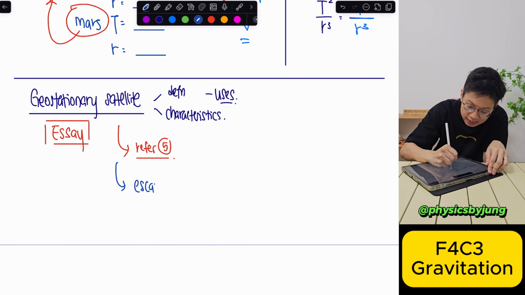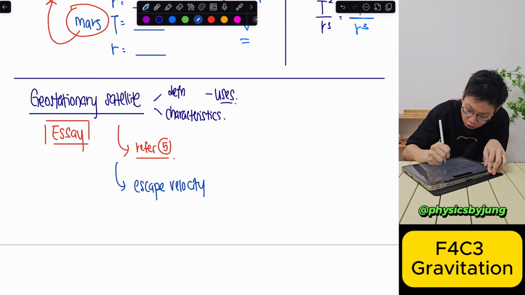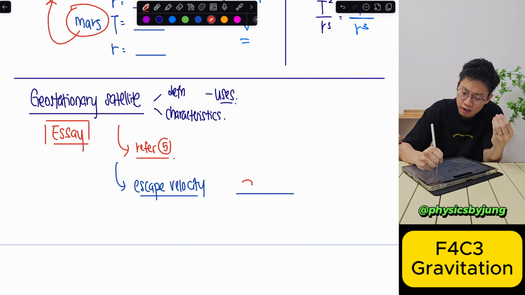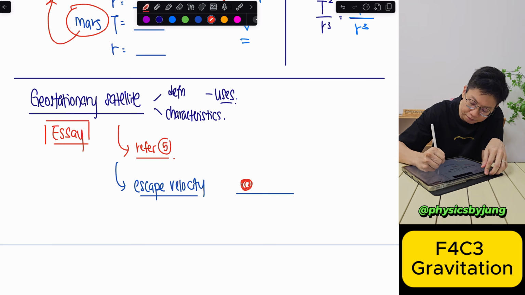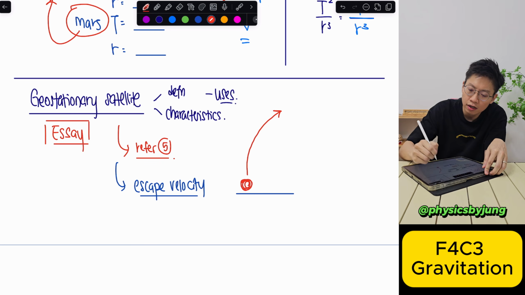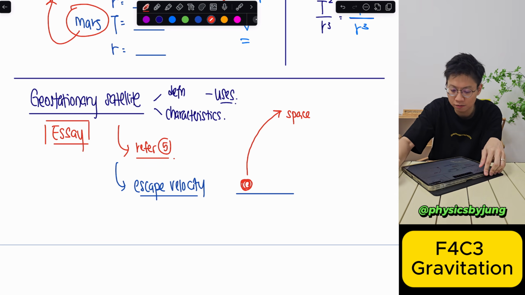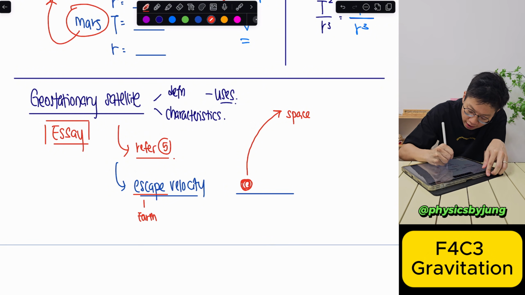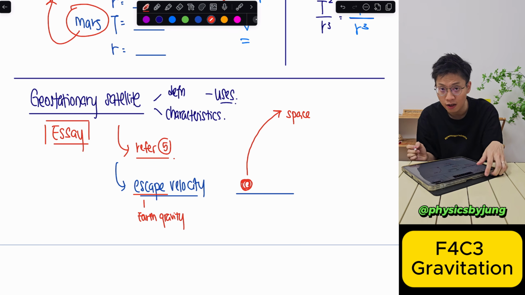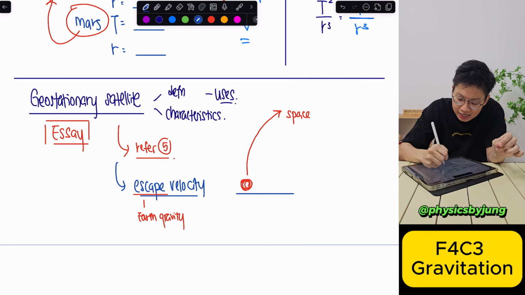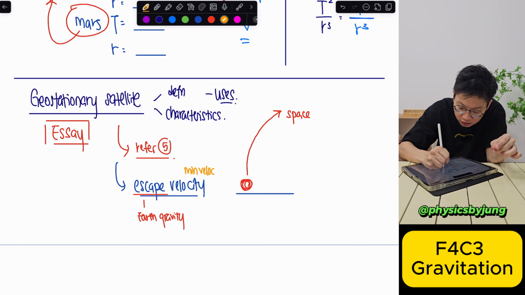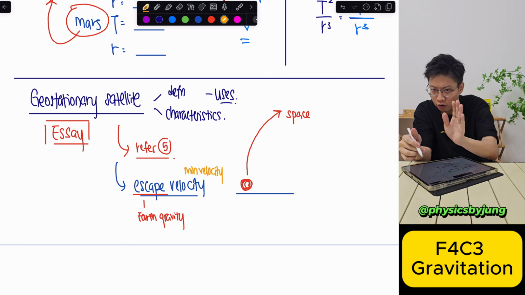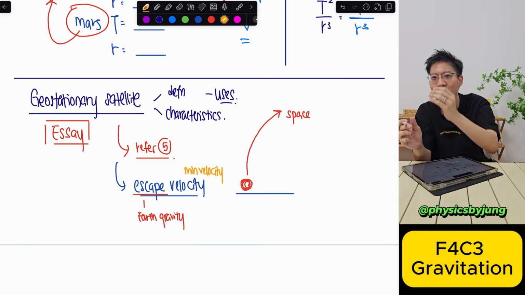It's called the escape velocity. So what is escape velocity? Escape velocity is where we need the rocket or whatever object to fly all the way to escape to space. So what are you trying to escape? You are trying to escape the Earth's gravity, the gravitational pull of Earth, and the escape velocity is actually the minimum velocity to run away. Meaning to say, if I say my escape velocity is 100, if you have 99, you cannot run away. But if you have 101, then you can fly away from Earth.